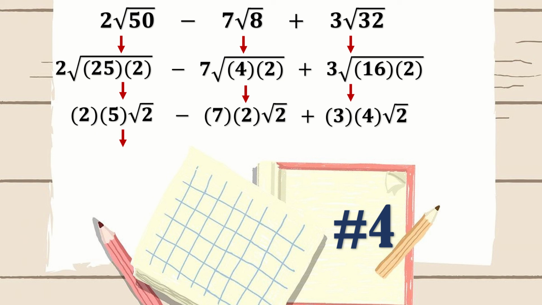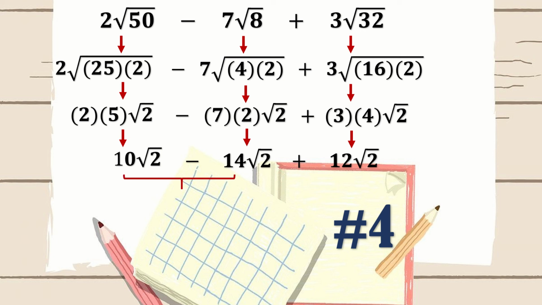Simplifying that, 2 times 5, that will be 10 square root of 2. 7 times 2, that will be 14 square root of 2. 3 times 4, that will be 12 square root of 2. Since they have the same radicand, which is 2, we can combine them all. So first, 10 minus 14, that will be negative 4. Copy their common radical, which is square root of 2.